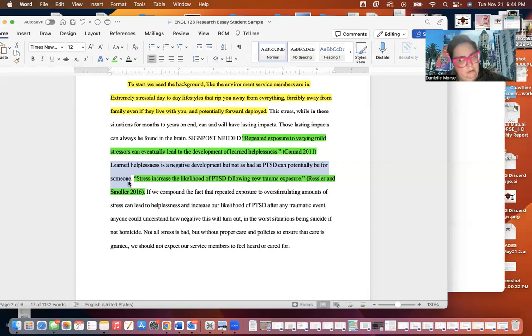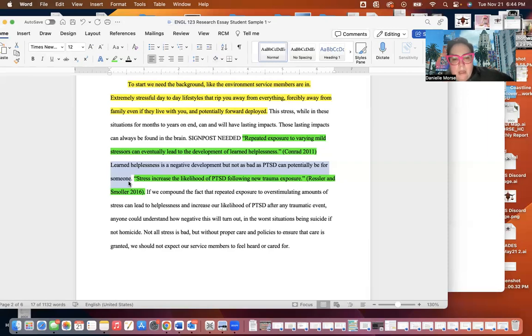And increases are like, not our, I think you mean active service members and or veterans, likelihood of PTSD after any traumatic event. Anyone could understand how negative this will turn out. In the worst situations, being suicide, if not homicide. But we aren't talking about homicide. That's a very different conversation.